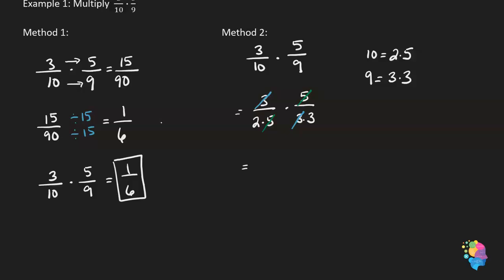Notice how there are no values left in the numerator. When that happens, we place a 1. However, in the denominator, I have a 2 and a 3. Since we're multiplying, we're going to multiply that 2 times 3, and that gives me 6. Notice that for this method, 3/10 times 5/9 gives you the same result, 1/6. Now you can decide which of the two approaches is best for you.